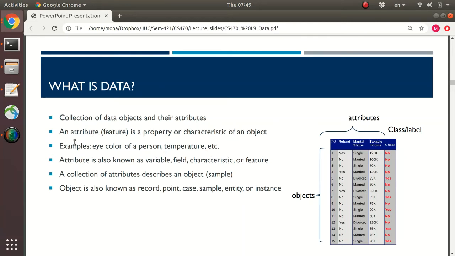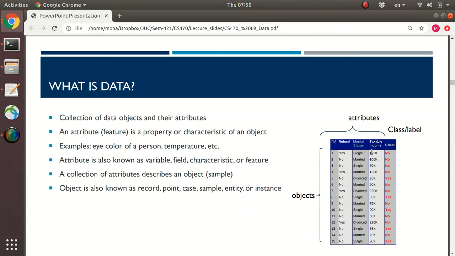Examples of attributes are eye color of a person, temperature, and in this table, refund, which is considered a binary attribute because it has yes or no values. Marital status, which here can have 3 different values, is considered a categorical one because it can have different categories or different values.